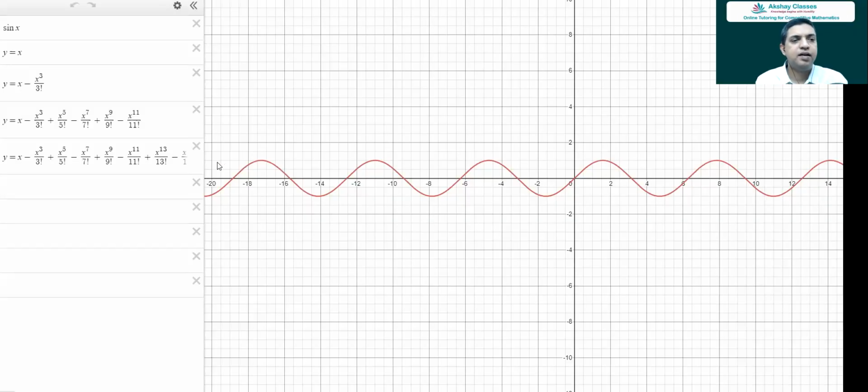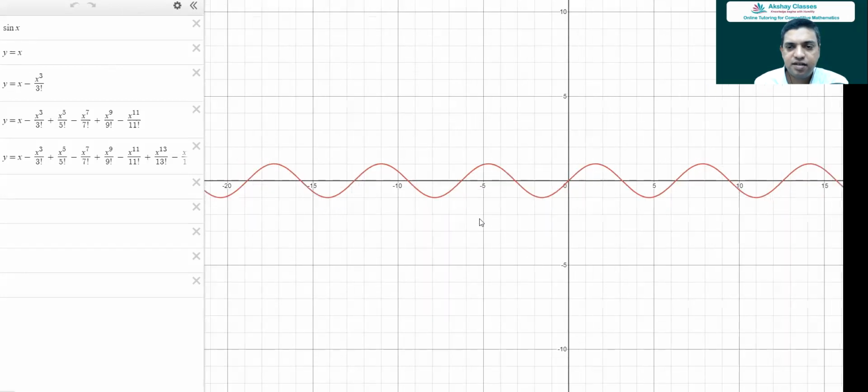Yeah, I'm sharing the screen now. So this is the graph of sin x. We know this is the graph of sin x.